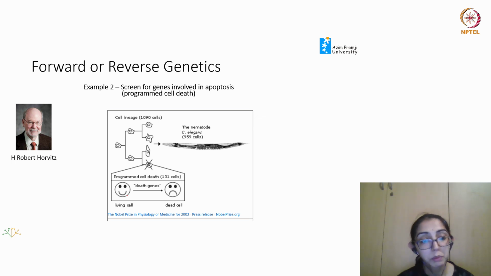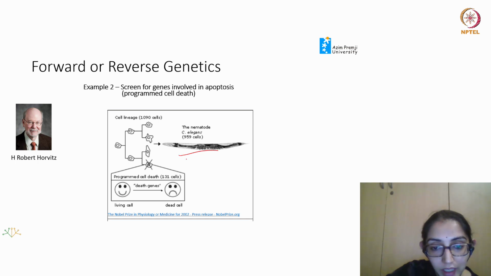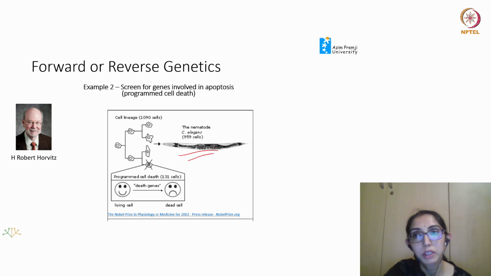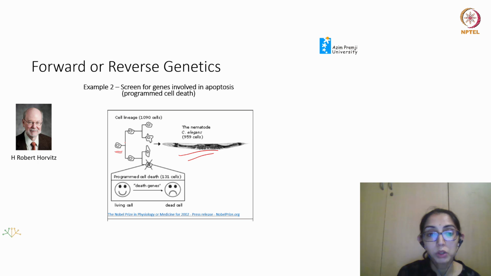Another example is work by Robert Horwitz, where he looked at the C. elegans roundworm. That's what is imaged here. The C. elegans roundworm is really interesting because it has a very fixed lineage. What this means is that you can watch from the very first cell, the zygote, the fertilized egg, as the cells divide, and every single worm will follow the same pattern of cell divisions. And you can therefore follow what is called the cell lineage.